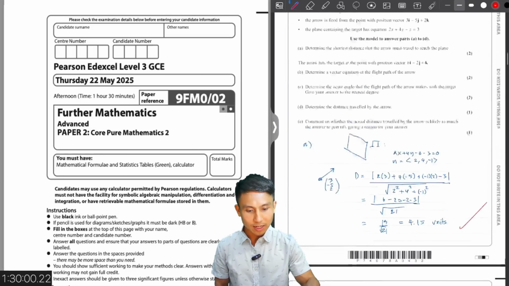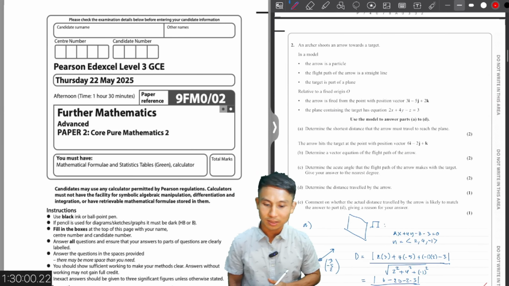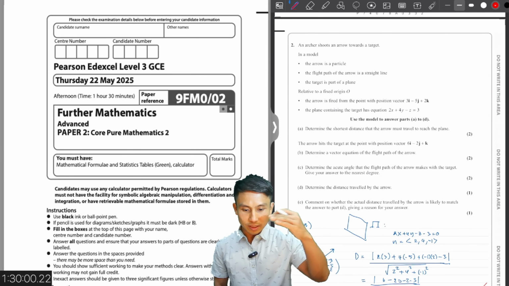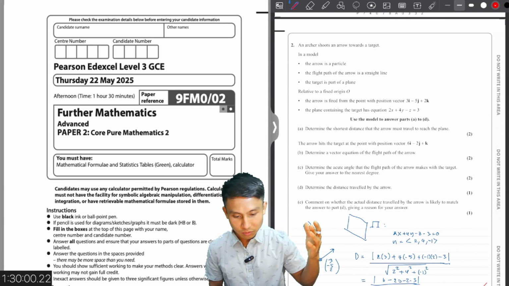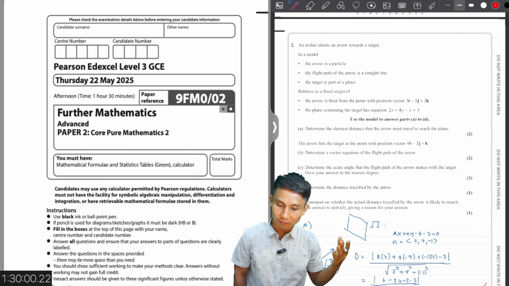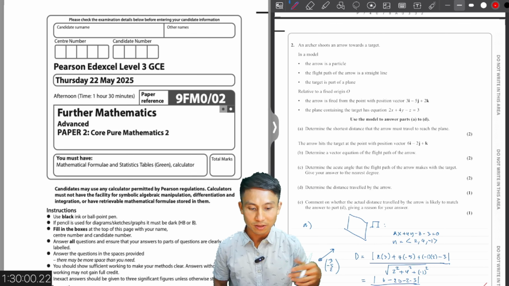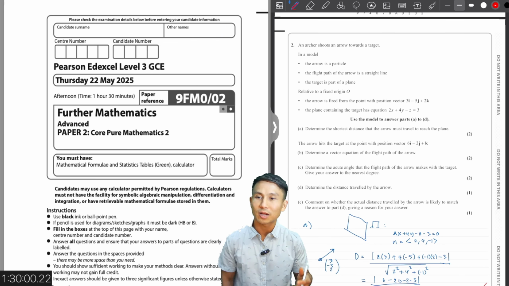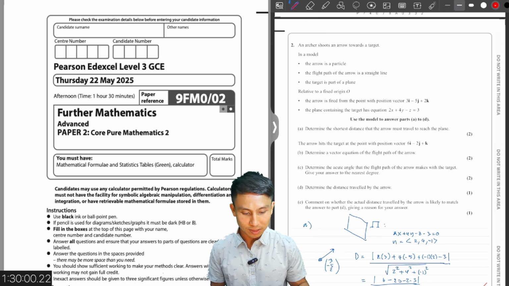Number 2, I made one mistake at the end there, but this one is basically linear algebra of vector and planes and everything. So you need to know the definition of a plane and how it works in Cartesian and vector equation, and also a vector equation of a line. Try draw some diagram and visualize, right? I would say that would be my suggestion there.